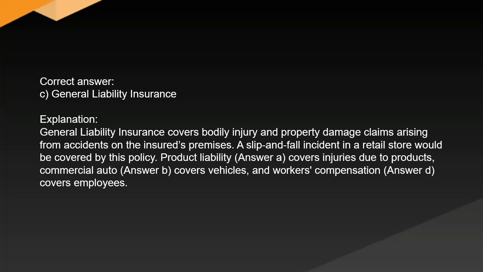Explanation: General liability insurance covers bodily injury and property damage claims arising from accidents on the insured's premises. A slip and fall incident in a retail store would be covered by this policy. Product liability, answer A, covers injuries due to products. Commercial auto, answer B, covers vehicles. And workers' compensation, answer D, covers employees.